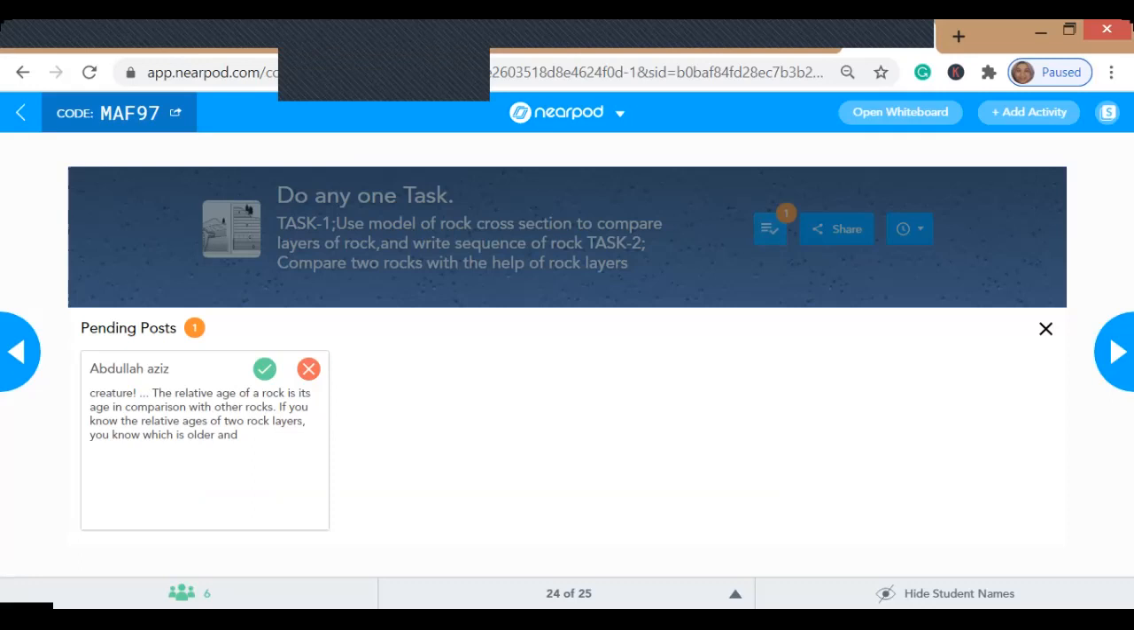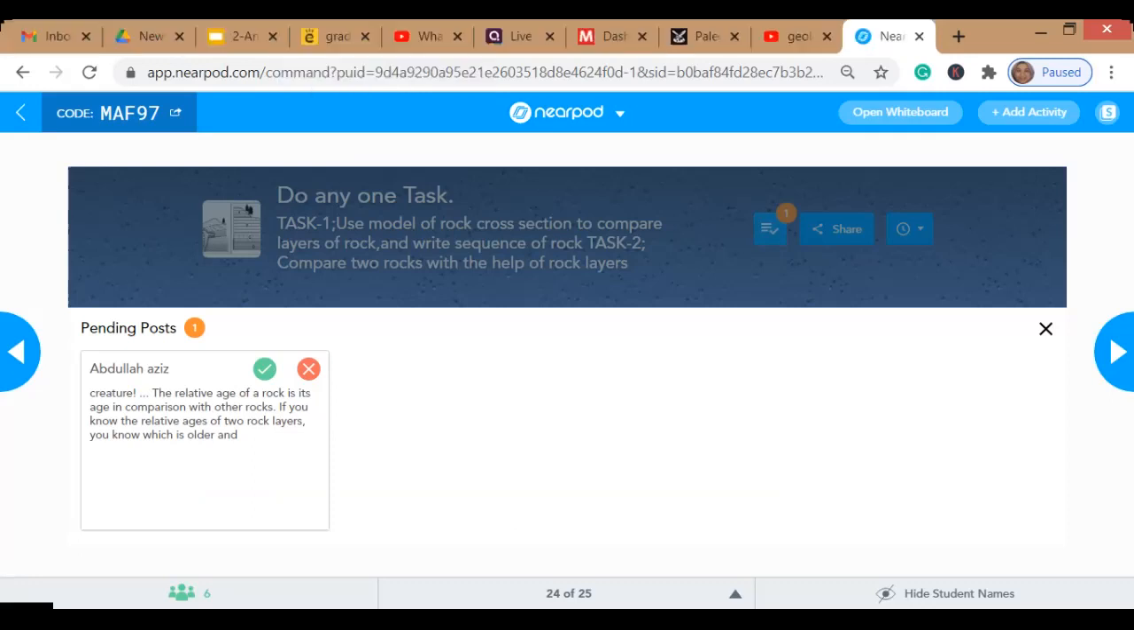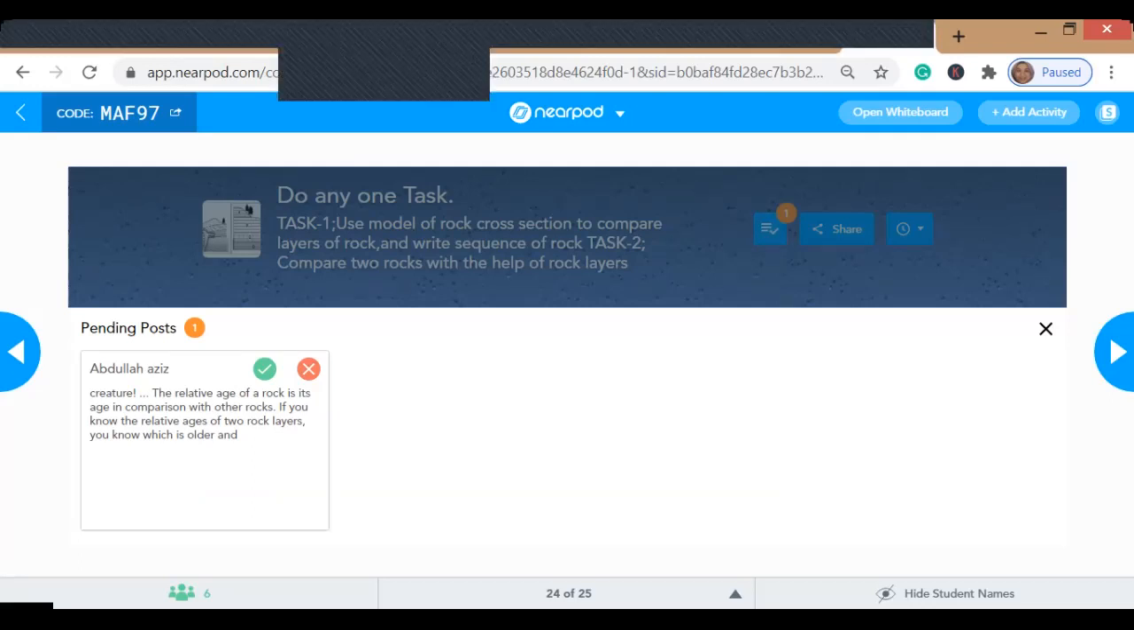Abdul Aziz, go back to the task again. You need to select one task and write in your own English how these two rocks are the same or different. Just first select one task, anyone.